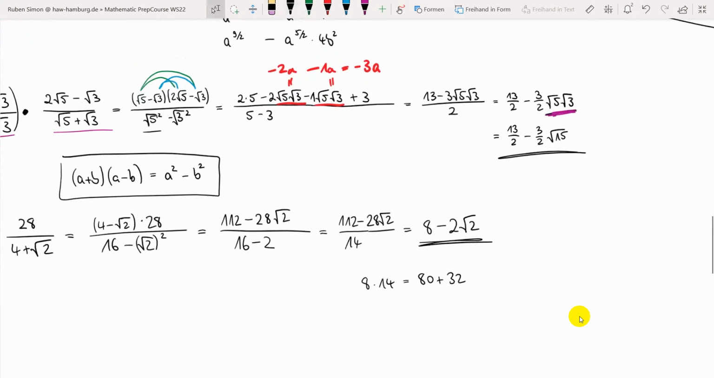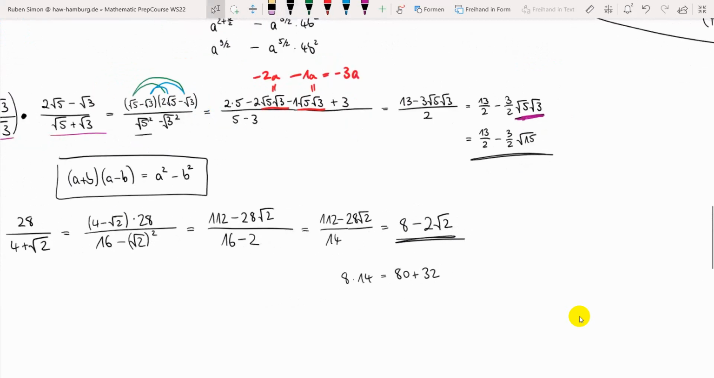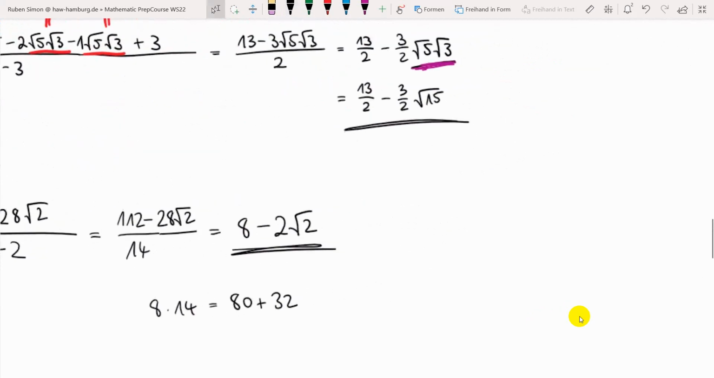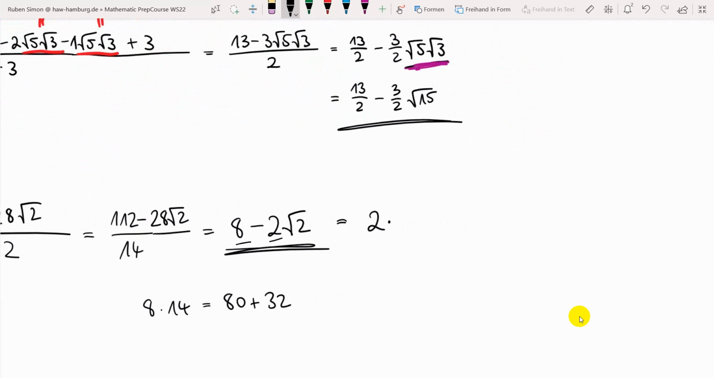Of course, it would also be true if you would pull the factor 2 out of these two summands. As you've learned how to factorize a term, this would also be true if you write down 2 times 4 minus square root of 2. So both of these results would be correct.